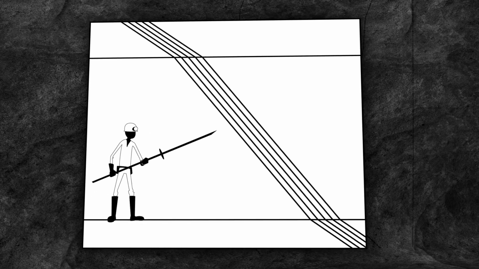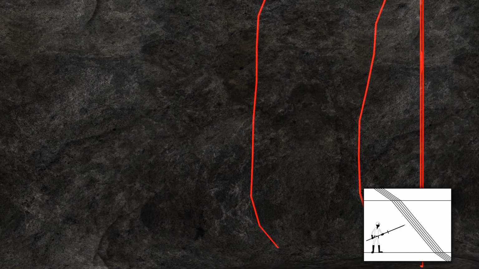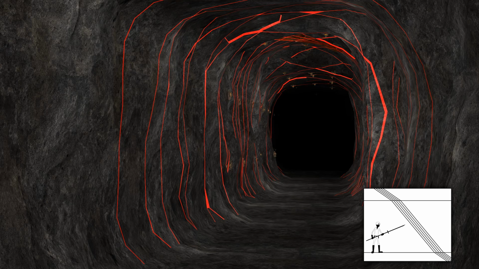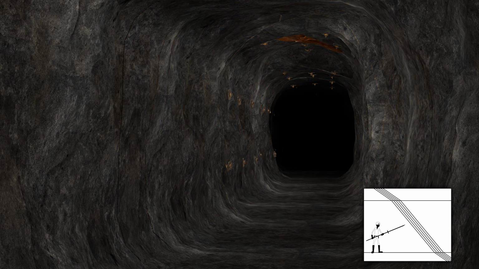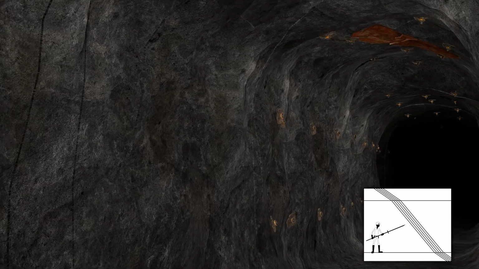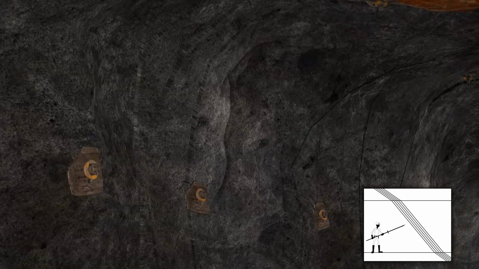Joints and joint infillings. A joint is a break in the rock which separates the continuous rock mass. We often say that joints are planar features, which means that they are formed along a joint plane. There is no movement of rock on either side of a joint plane. Joint sets are groups of joints that have the same or similar dip and dip directions. Look at how these joints extend into the roof.